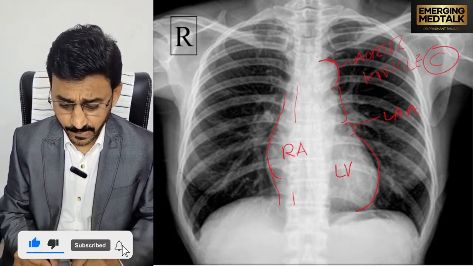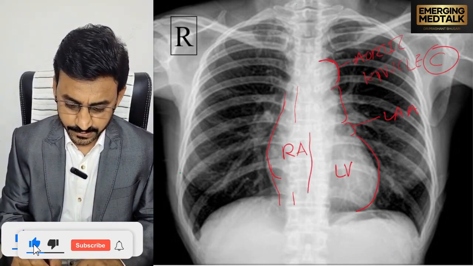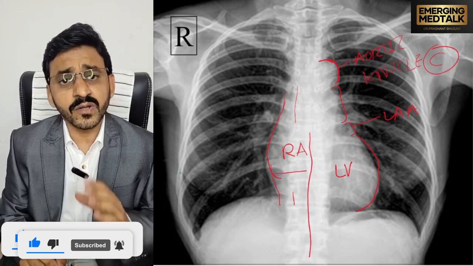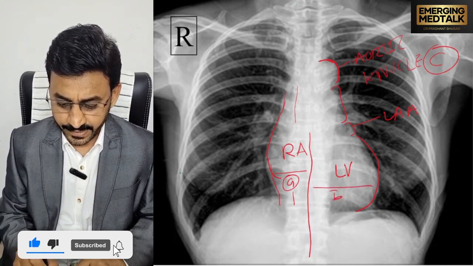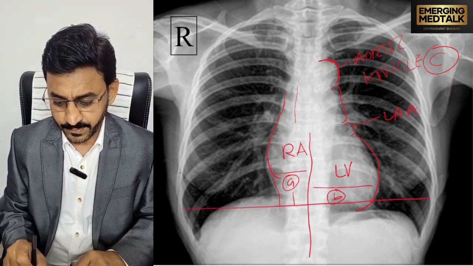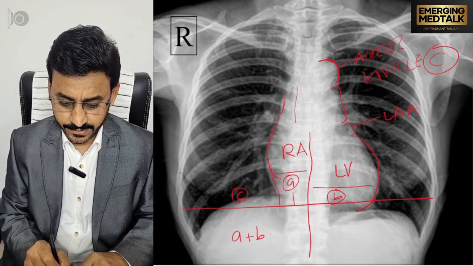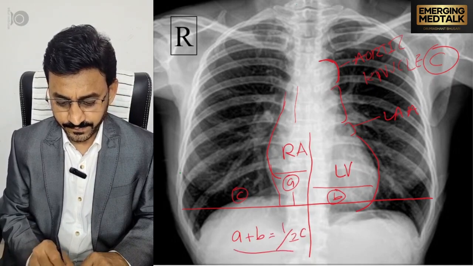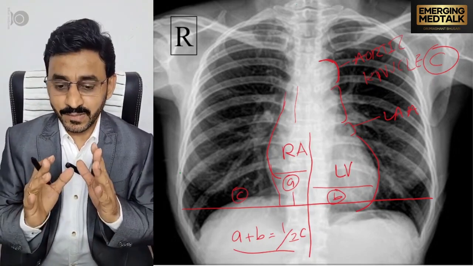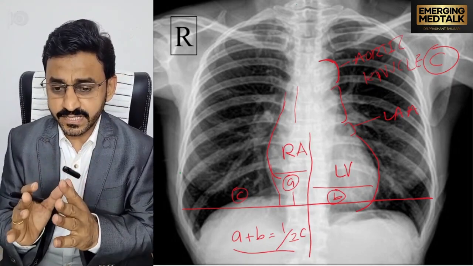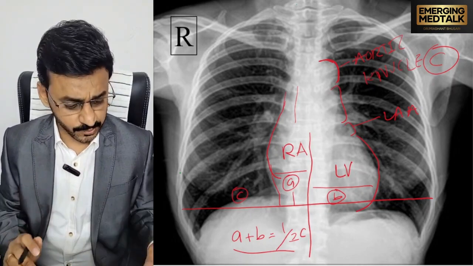Now important here is the cardiothoracic ratio, which determines the size of the heart. When we draw a vertical line along the spinous process, the maximum diameter on the right side is A, the maximum diameter on the left side is B, and the maximum transverse diameter of the thorax is C. A plus B is always half of C, so half the diameter of the thorax. If the diameter of the thorax is 30 centimeters, then the diameter of the heart will be around 15 to 16 centimeters, that is 50 to 55 percent. So this is the cardiothoracic ratio.